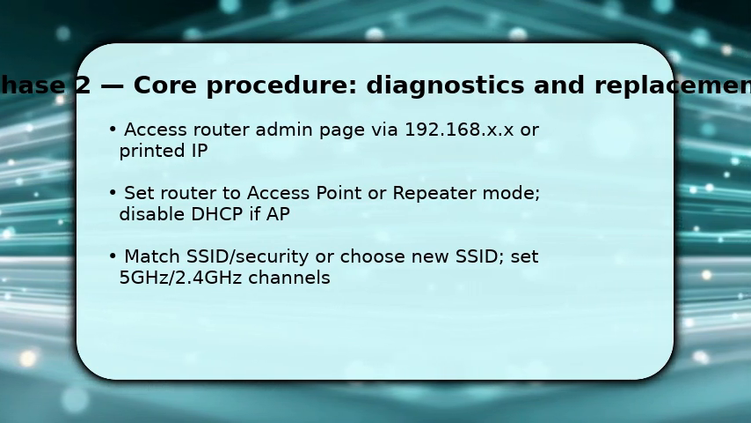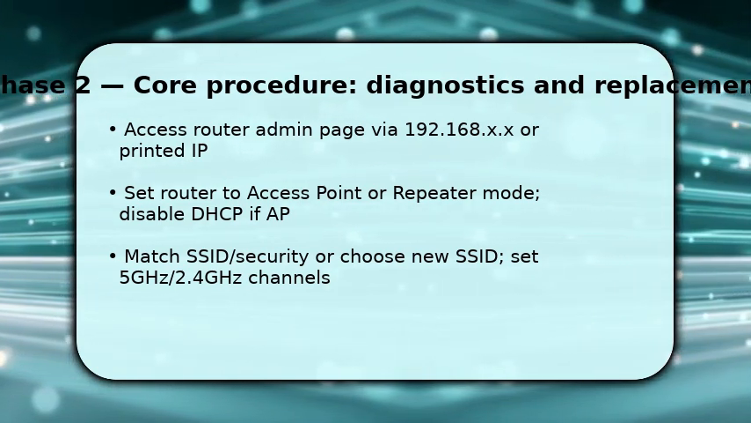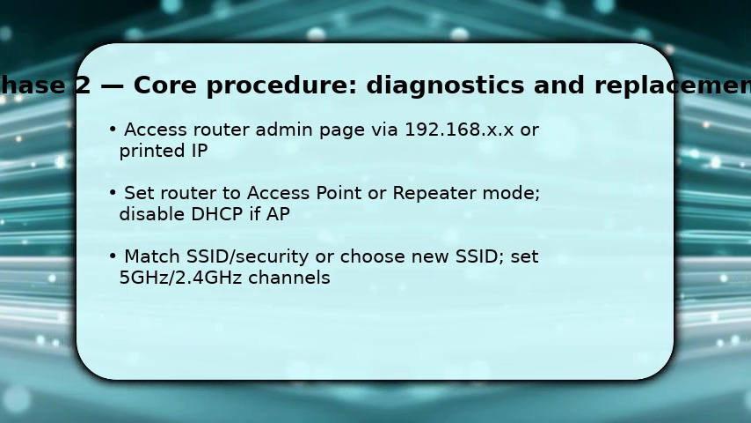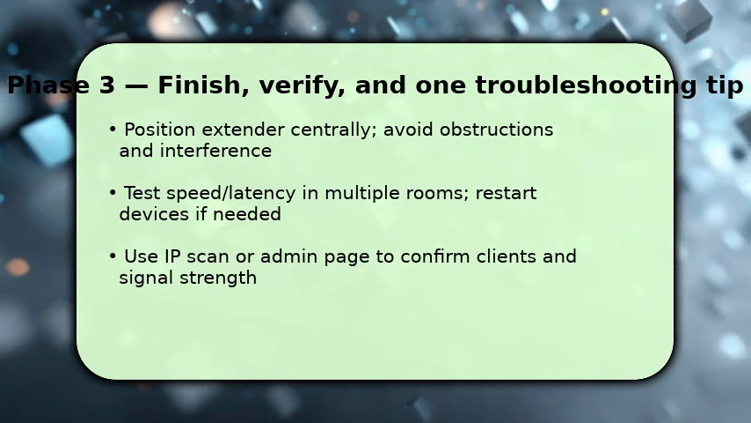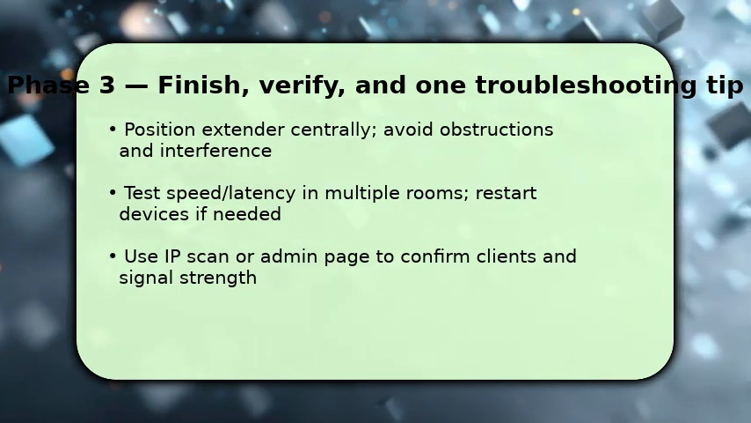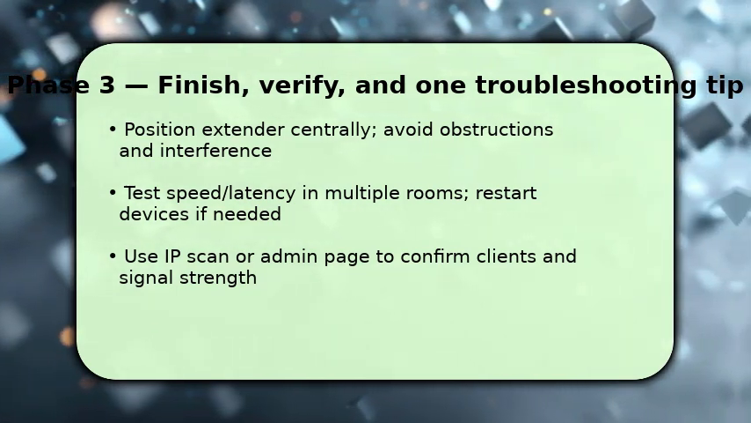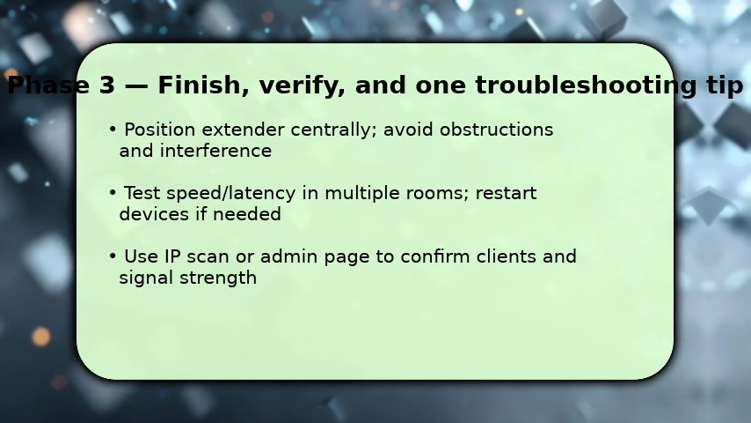You place the extender or access point where signal from the main router is stable but reaches the problem area. Avoid metal, microwaves, and thick walls. Once powered, verify connectivity by testing speeds and latency in several rooms and reconnect a wired device to confirm routing.